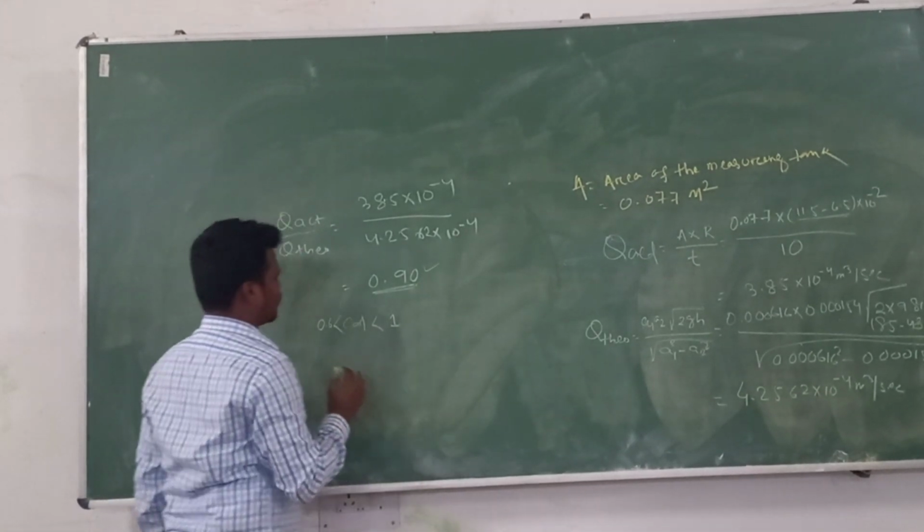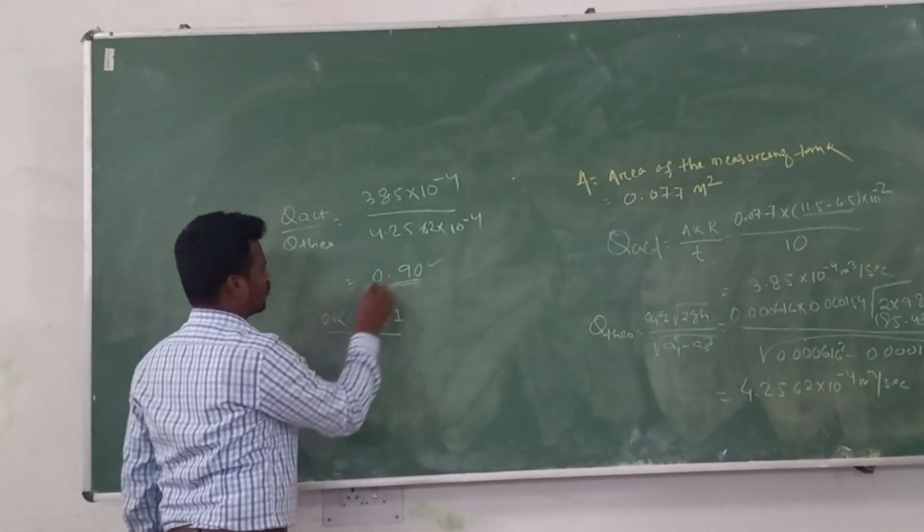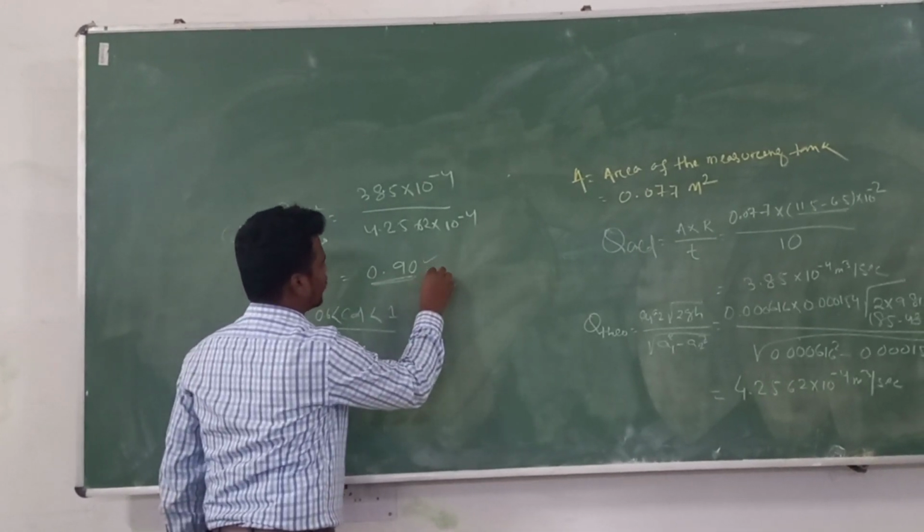The value of CD ranges from 0.6 to 1. So the value of CD for this Venturi meter is equal to 0.90.